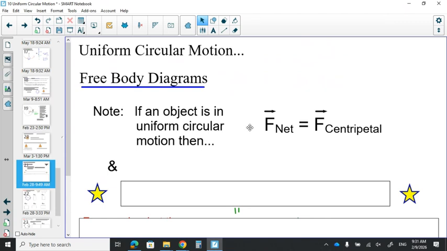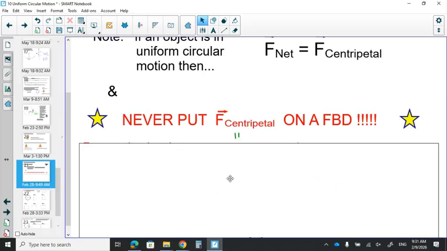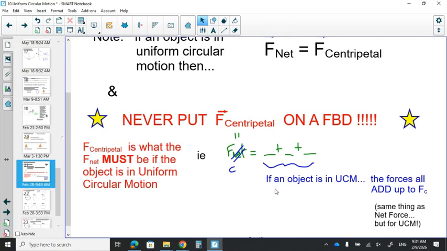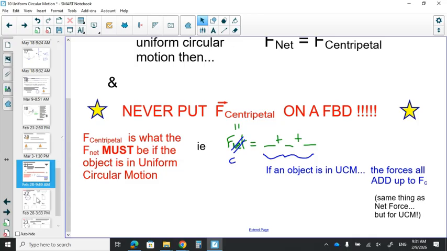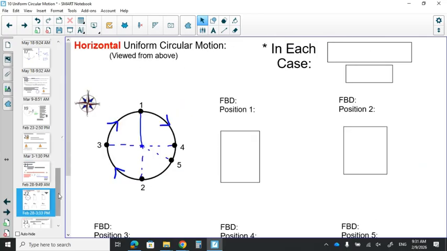Yeah, again, if an object's in uniform circular motion, then F net is the centripetal force. Do not put that thing on a free body diagram, right? It's your centripetal force is your net force, right? And so you'll see that in action on really the next slide. This one's easier because it's just horizontal stuff, right?